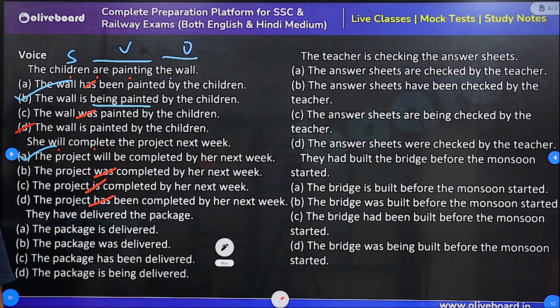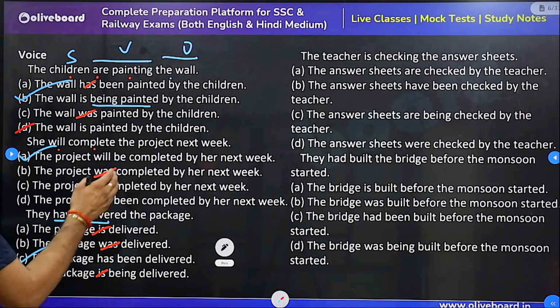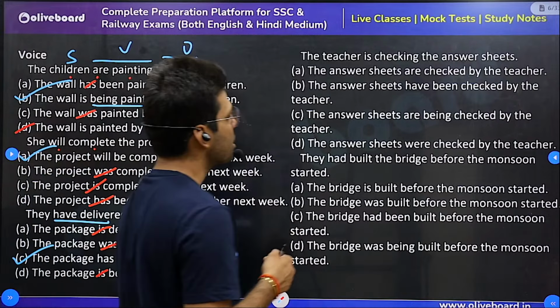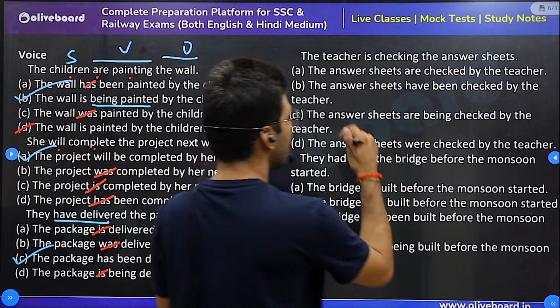They have delivered the package, present perfect tense. So the package, but the new subject is singular, so it should be has. Is, but that's have here. Was, but that's have. Has, okay. Is, no, that's have over here. Delivered, third form, be plus V3, by them, no problem. In none of the other options we have that, no objection. Teacher is checking the answer sheets.